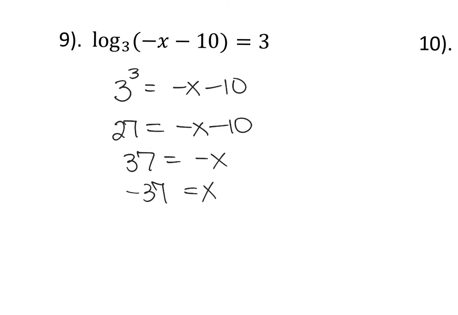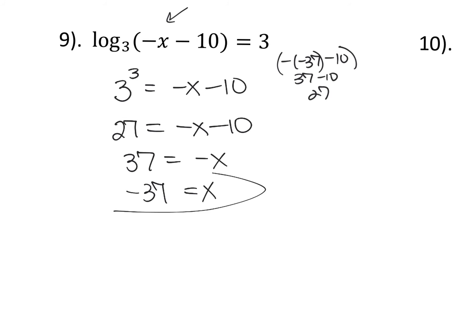All right, and then I want to check that because my unknown is in one of these two positions, so I want to plug negative 37 back in and make sure it's positive. So I get negative 37 minus 10, which becomes positive 37 minus 10, which is positive 27. So my base and my argument are both greater than 0. My answer does work.